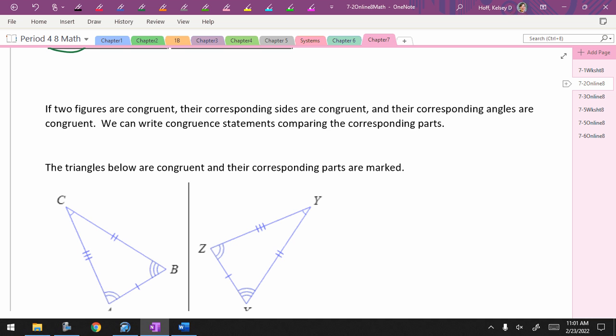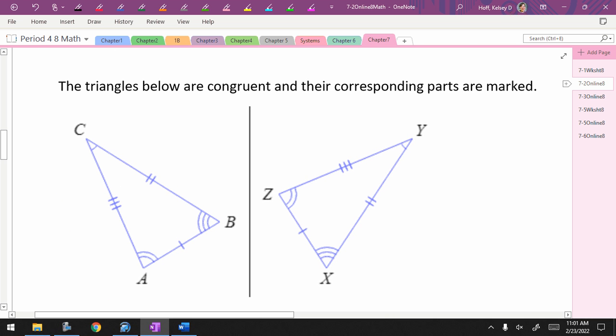Okay? So they're going to give us this diagram, and it says the triangles below are congruent, and their corresponding parts are marked. Any side with 1 tick mark means they're equal. Sides with 2 tick marks are equal. Sides with 3 tick marks are equal. So like this right here has 1 tick mark on it. That means it's the same size as this side. And then the angles they mark with swoops. A has 2 swoops. What would it match up with? Z. And B has 3 swoops. It would match up with X.